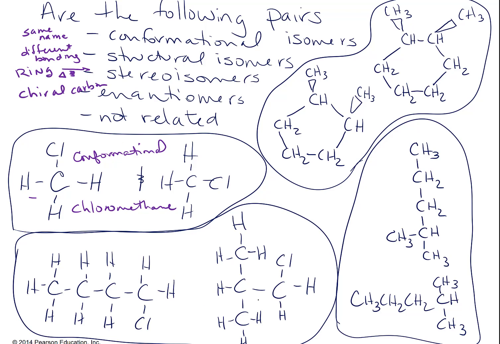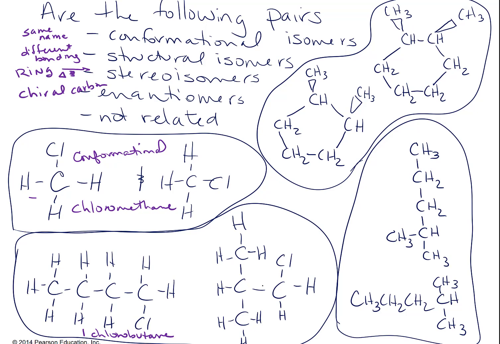Okay, one underneath. 1, 2, 3, 4 carbons and 1 chlorine. 1, 2, 3, 4 carbons and 1 chlorine. Oh, so that means yes, they are related. They are isomers. And so in naming, this is 1-chloro, not a bromo. This is 1-chlorobutane.